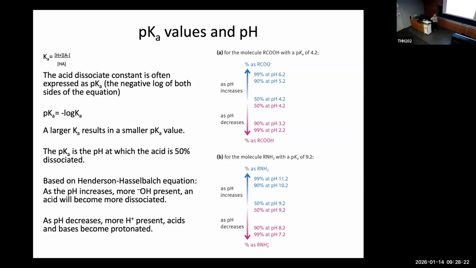Okay, so there's going to be a change in the percentage that has a negative charge or is associated, depending on the fluctuations of pH. We will get into this more, especially when we talk about amino acids and their dissociation state. But any questions on that before I move on?